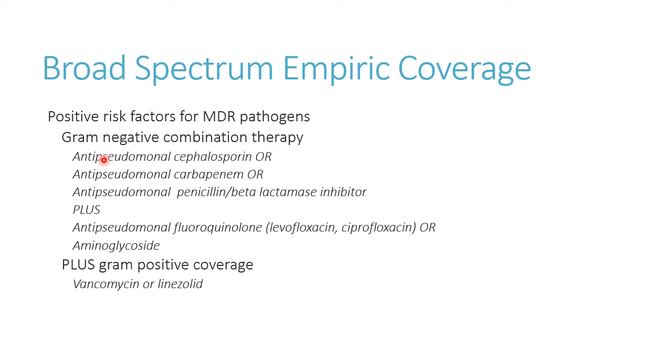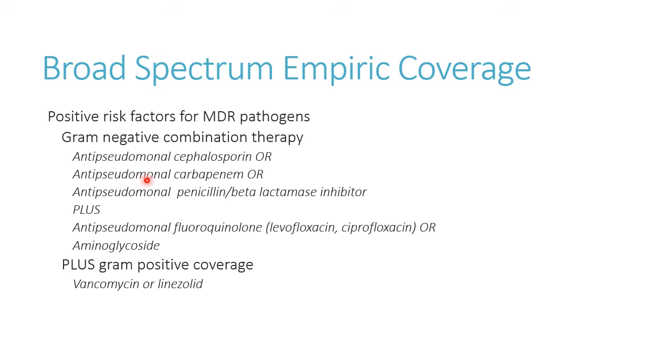Okay, so this means we're going to use either an anti-Pseudomonal cephalosporin. Anyone remember what that is? Ceftazidime could potentially be used, but we don't like that drug for Pseudomonas because it gets resistant very quickly. So we don't use that, but instead, what could we use? Cefepime. Cefepime is the go-to anti-Pseudomonal cephalosporin.